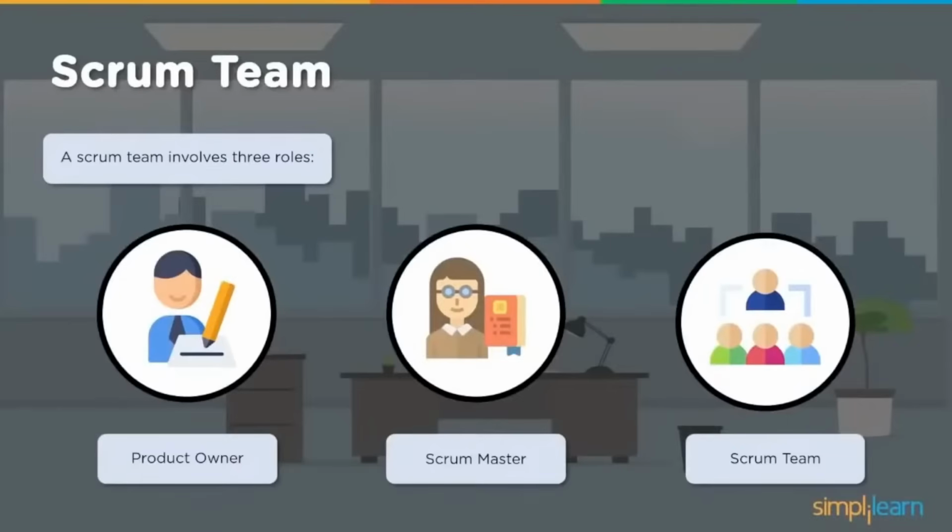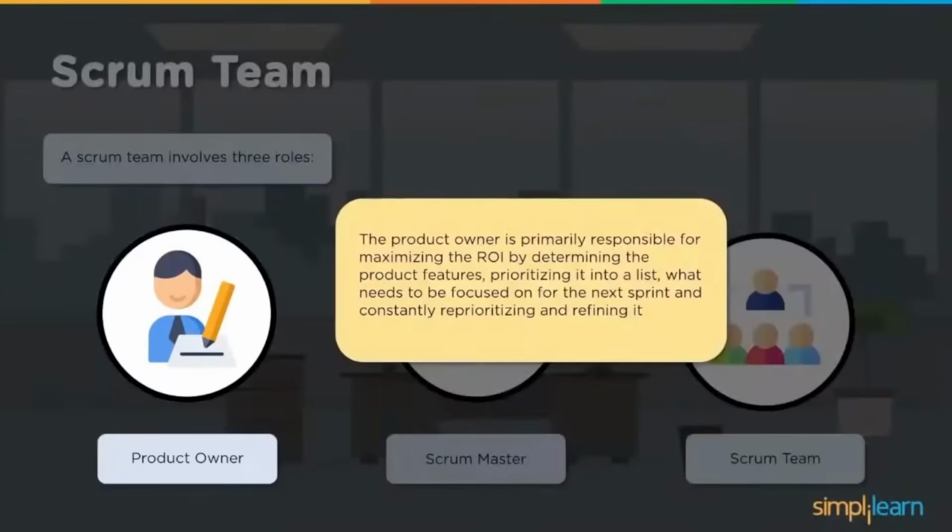So now what are these roles? What are the responsibilities? Where is the focus of each of the roles? So let us discuss that. Now when it comes to the product owner, the product owner is primarily responsible for maximizing the ROI by determining the product features, prioritizing them into a list, deciding what needs to be focused on for the next sprint, and constantly reprioritizing and refining it. So the key points here are determining the product features, maximizing the ROI, and then reprioritizing and refining the product backlog.